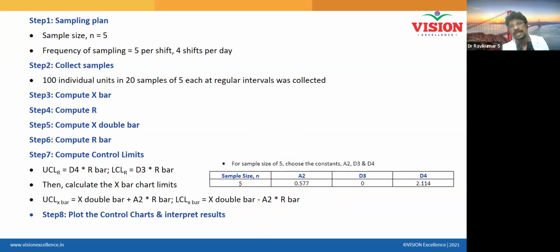So let us see what the data is for our sample. For our sample size, A2 is this much, D3 is this much, D4 is this much. So what is the formula for our R chart? Upper control limit is D4 into R bar. What is the D4 value? 2.114.